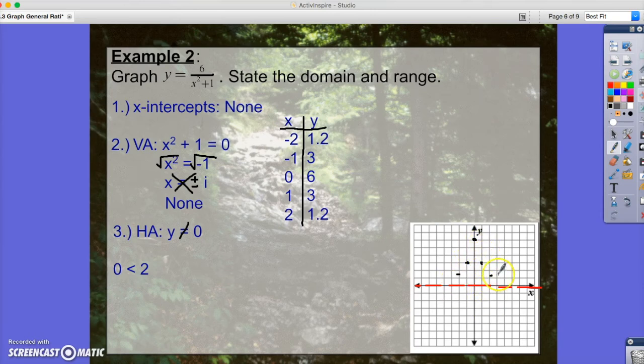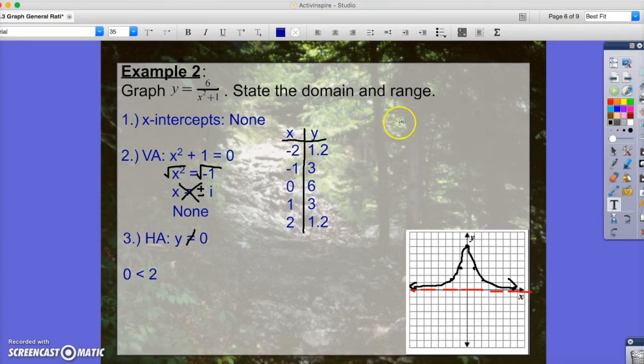Now, do you see how it's a bump or like a hill? Be careful, you still have a horizontal asymptote, and it always is going to approach it. So you have to extend it a little. Remember, it won't touch that line, but it's going to get close to it. Then you draw your arrows. And that's my graph.